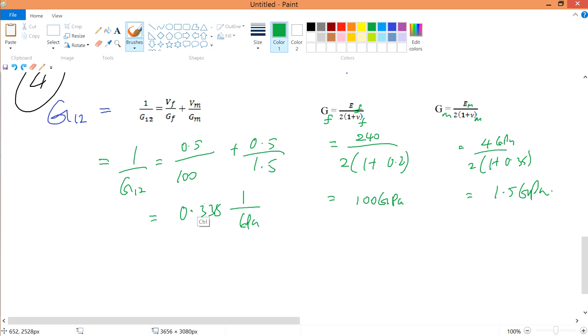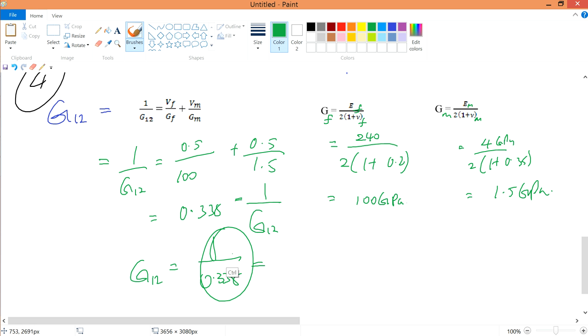Be careful. This is 0.338. This is not the answer yet because it equals 1 over G12. You want to find G12, so you're going to switch it upwards, bring this down. So your G12 equals 1 over 0.338. This is the answer. Be careful of this fraction thing, this is often a careless mistake. So 1 divided by 0.338, you will have 2.958, which is about 3 gigapascal.